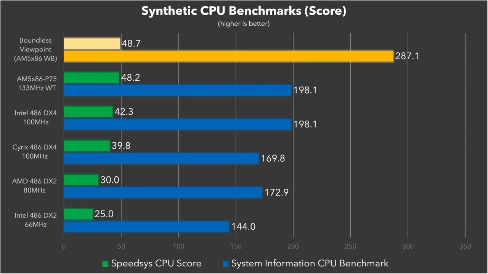So first up, we've got some synthetic CPU benchmarks here, and we can see that the Boundless system is right on top. There's a slight lead in SpeedSys, but the System Information CPU benchmark is just way ahead. And this is really because L1 cache performance has a huge impact on that test, and having write-back L1 just makes all the difference. And it is great to know that the ViewPoint TC properly makes use of it. Many 486 boards have a pretty flaky or flat-out broken implementation of write-back caching.